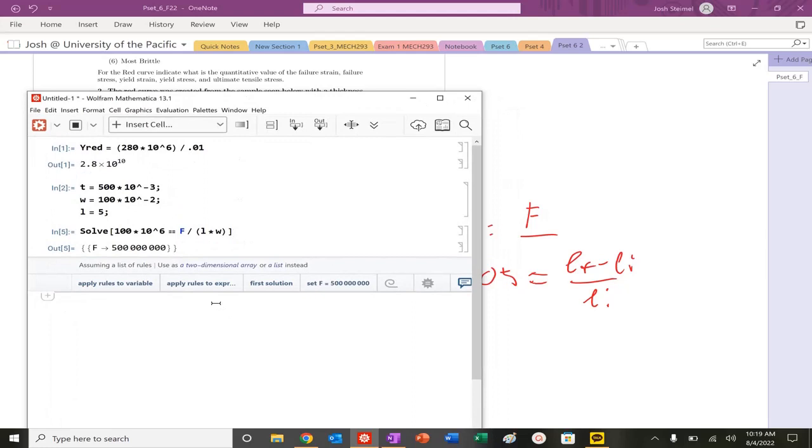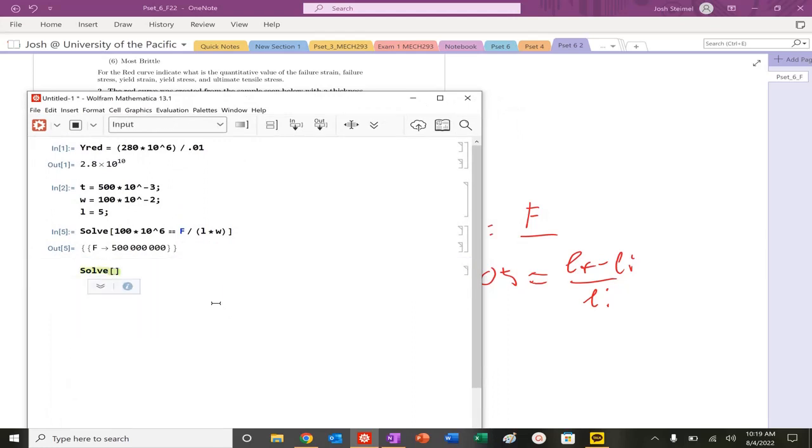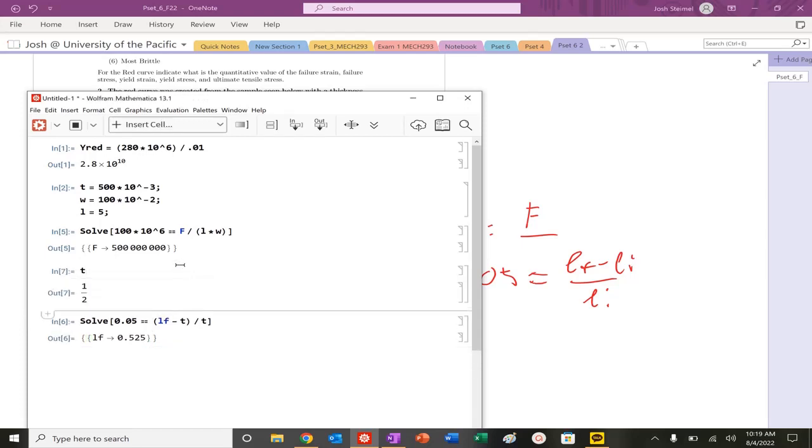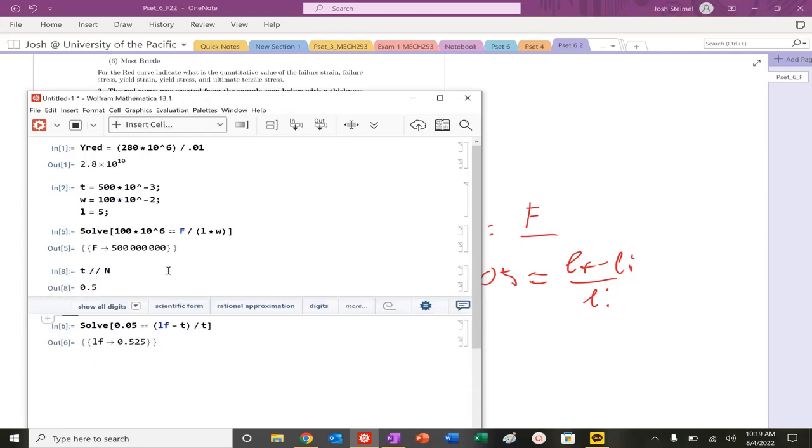So if I look at that, I'm going to solve that 0.05 is equal to (Lf minus thickness) divided by thickness. That's my initial length, the thickness. So voila, that'll be basically the change in the length there. So let's look at T initially. So T looks like this. So we're lengthening, makes sense.